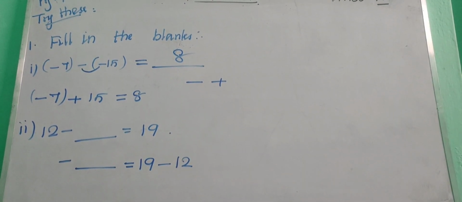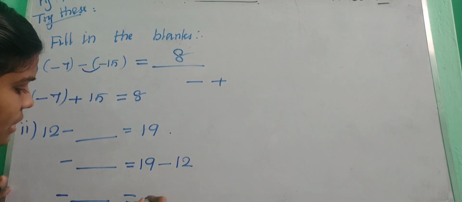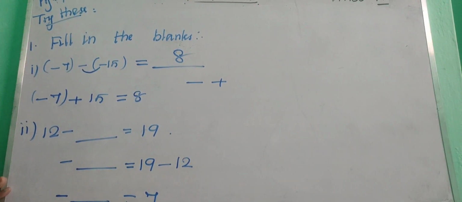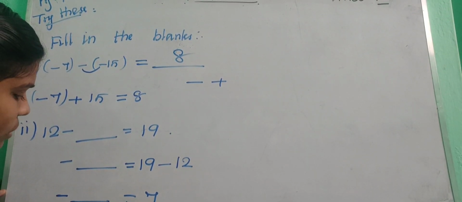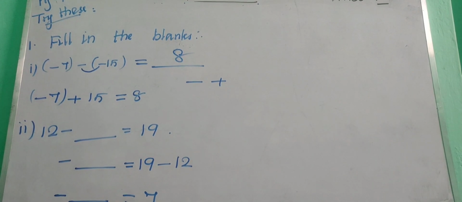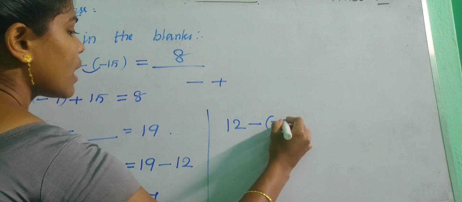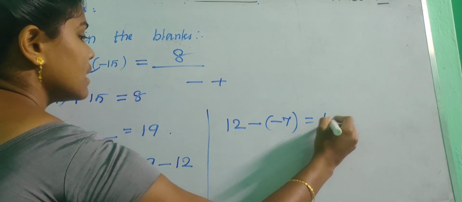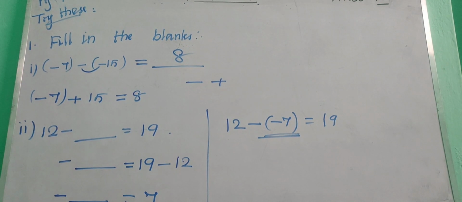So 19 minus 12 is 7, right? So minus dash equal to 7. Okay, children, so what is the answer? Just bring this minus to this side. So dash equal to minus 7. So what is the answer? 12 minus of minus 7 equal to 19. So in this dash we are getting minus 7.